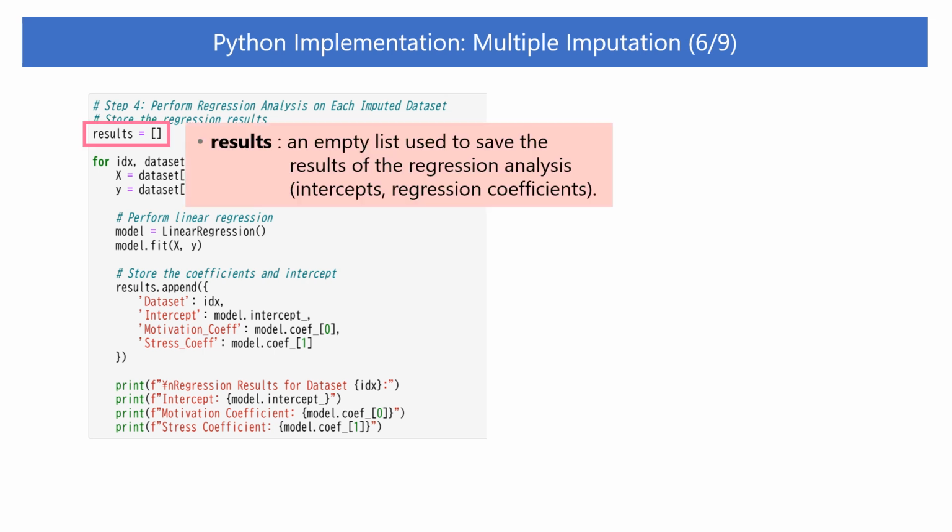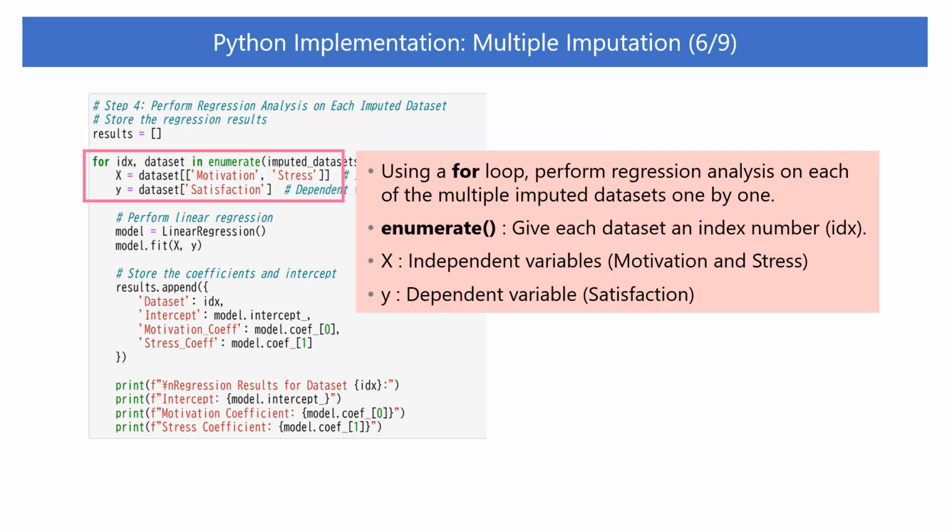Results is an empty list used to save the results of the regression analysis, such as intercepts and the regression coefficients obtained from each dataset. Using a for loop, we perform regression analysis on each of the multiple imputed datasets one by one. Here, we use enumerate to give each dataset an index number. By giving each dataset an index number, we clarify which dataset the results were obtained from. We include the independent variables, motivation, and stress in X.